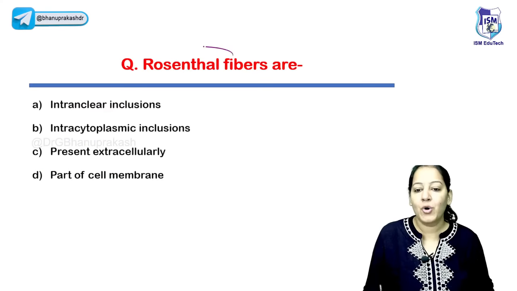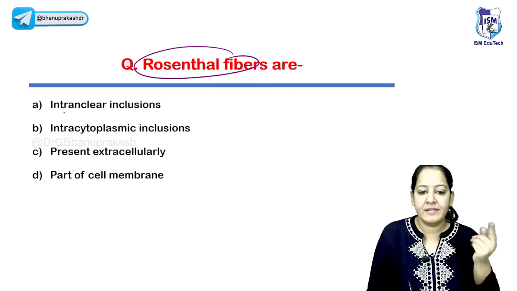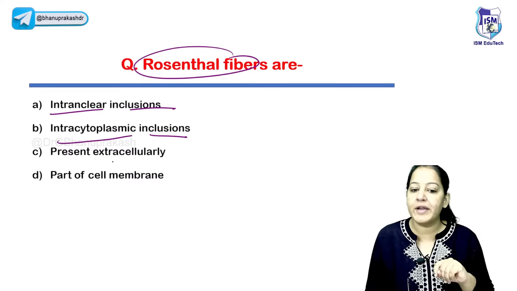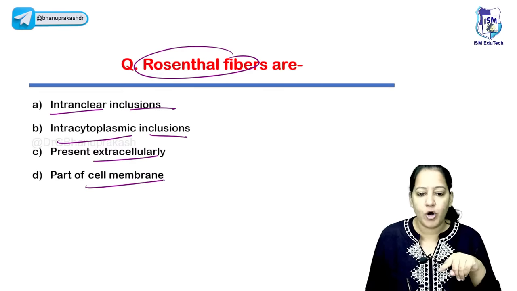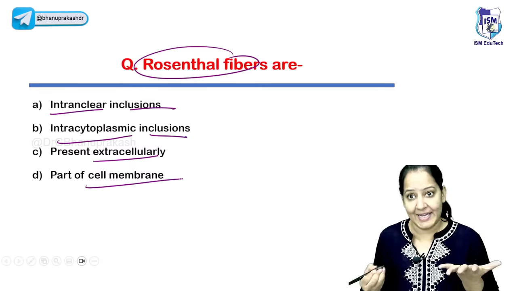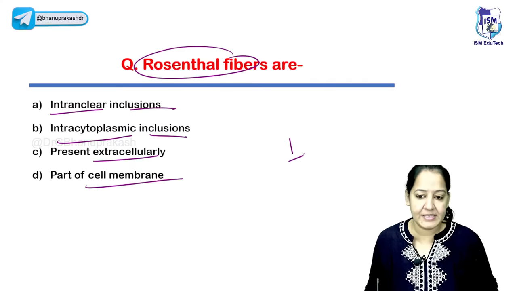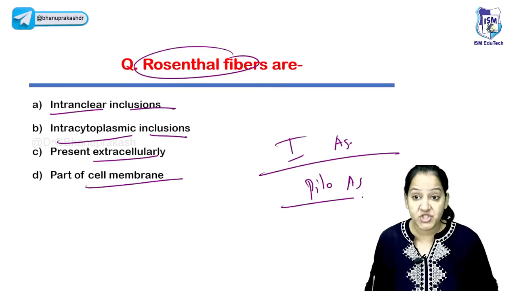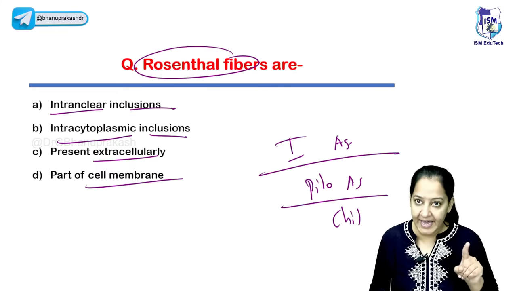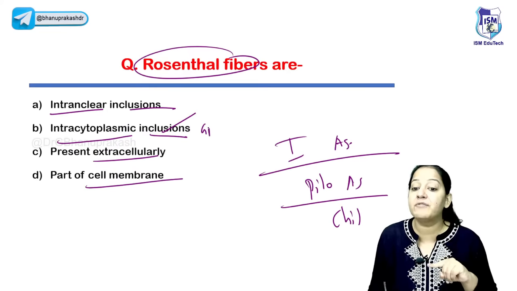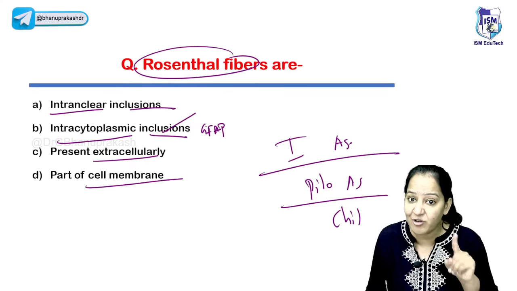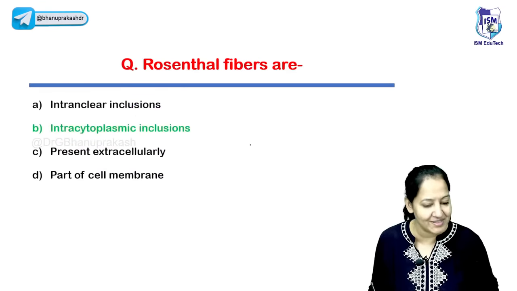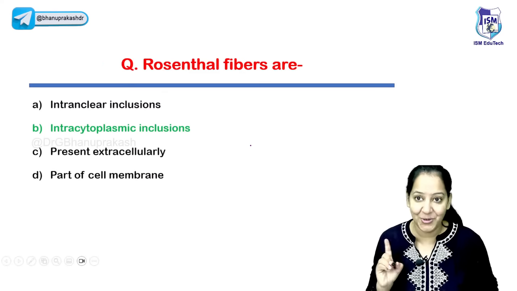Common sense. Rosenthal fibers are what? Are they intranuclear inclusion body, intracytoplasmic inclusion body, present extracellularly or part of cell membrane? I told you Rosenthal fibers are seen in type 1 astrocytoma, that is pilocytic astrocytoma in children. Yes, they are the inclusion bodies, made up of GFAP protein, the pink color inclusion bodies. These are intracytoplasmic, not intranuclear. I told you very clearly.